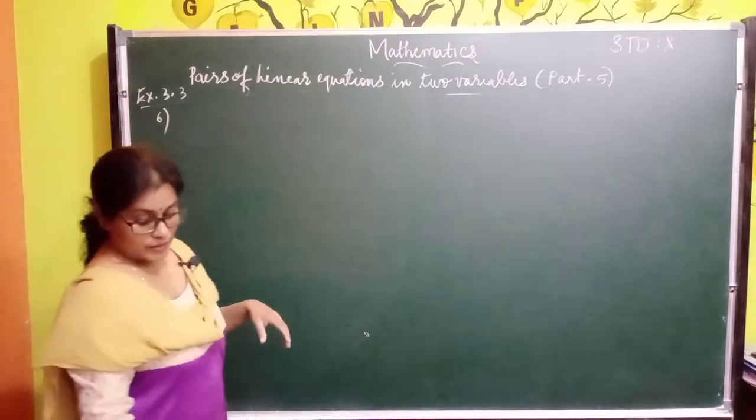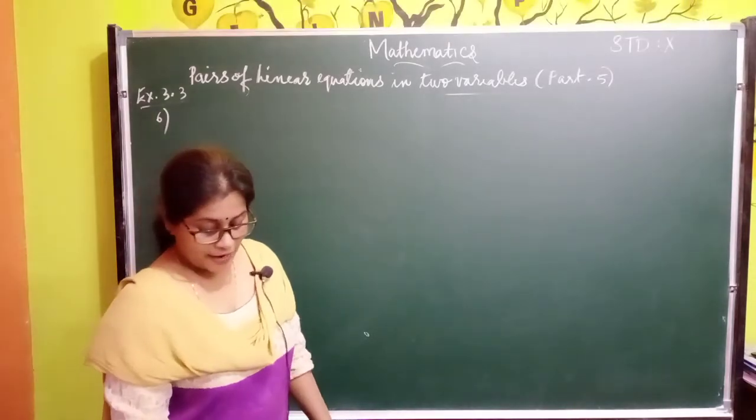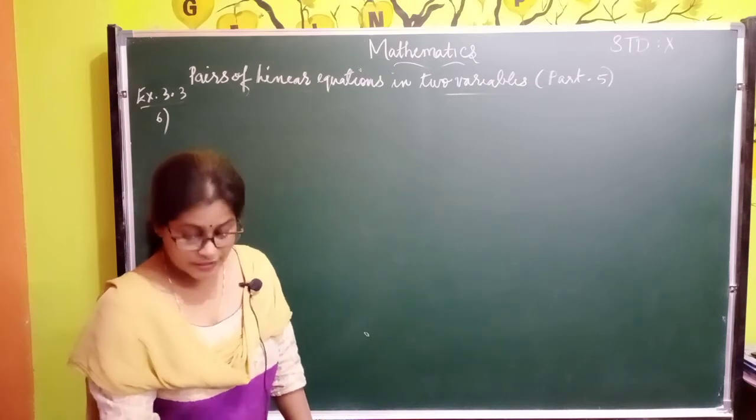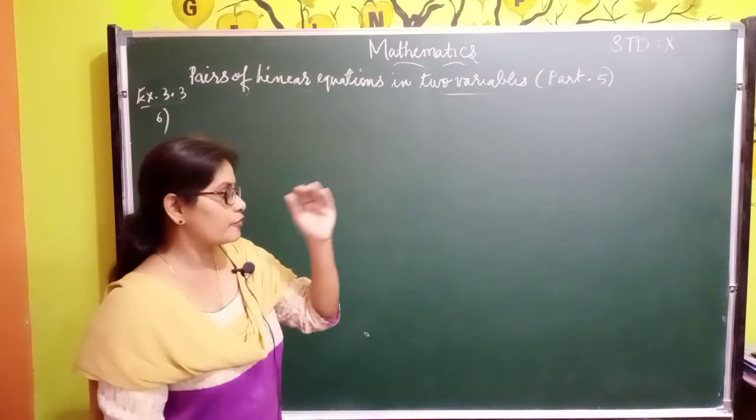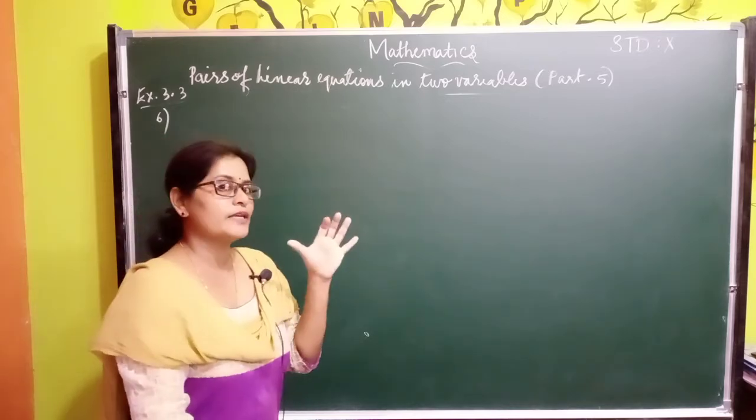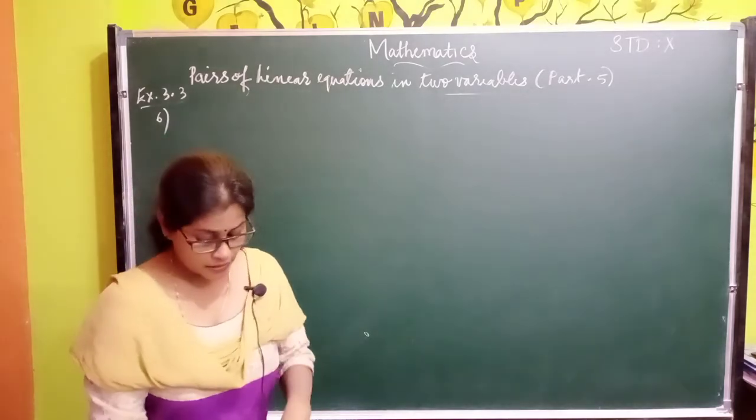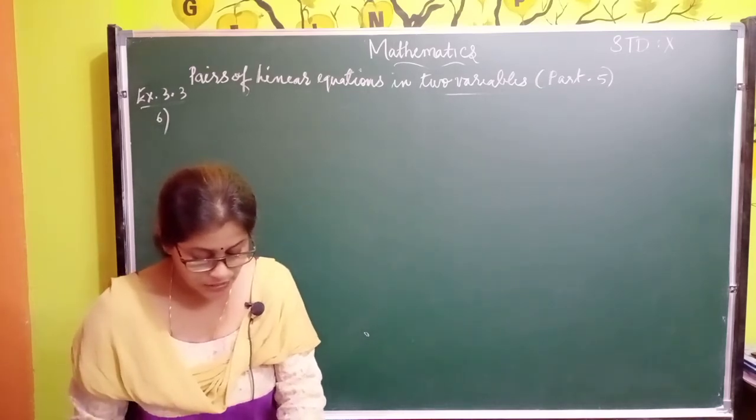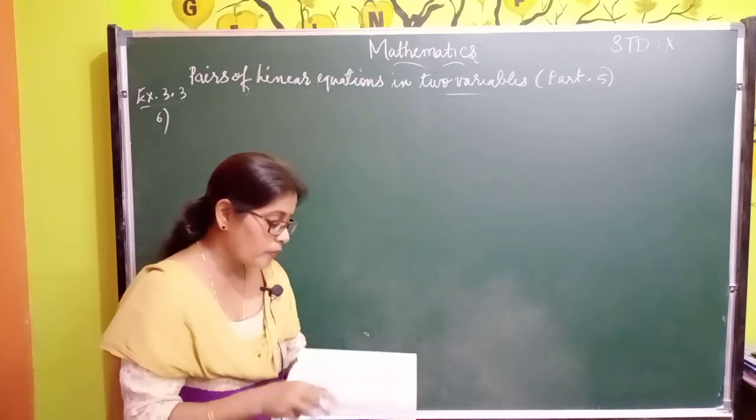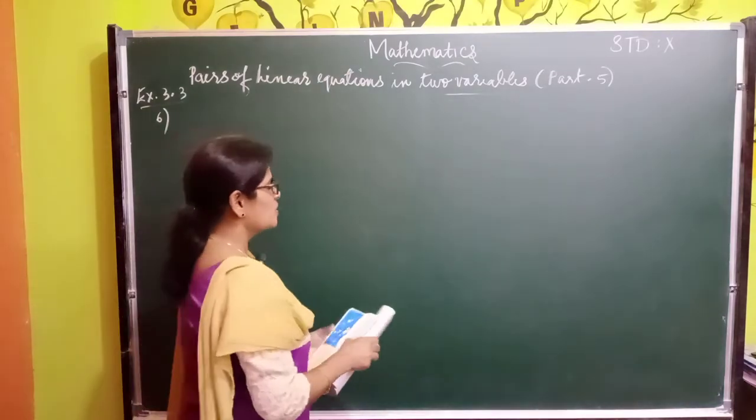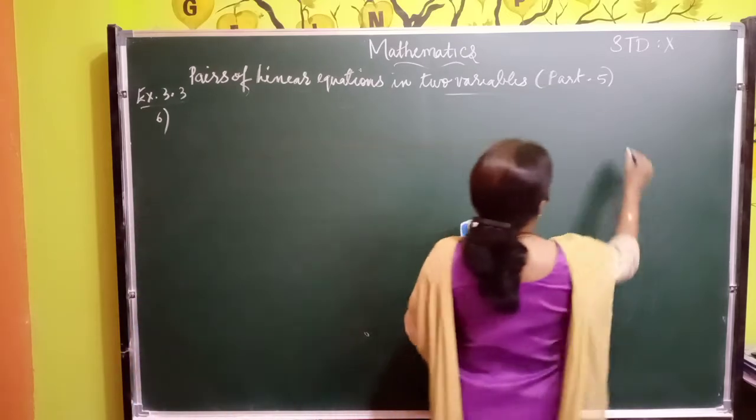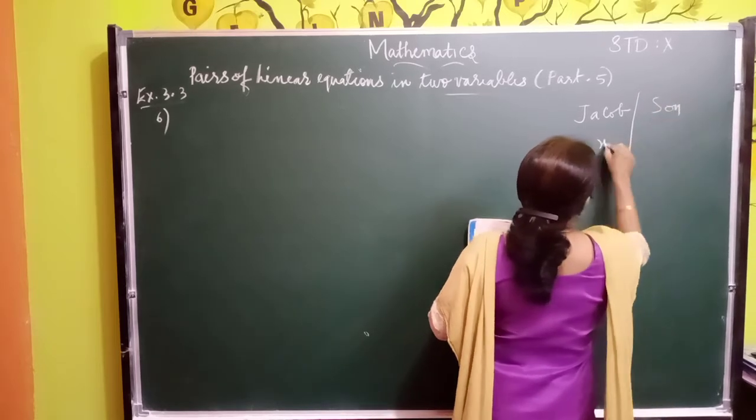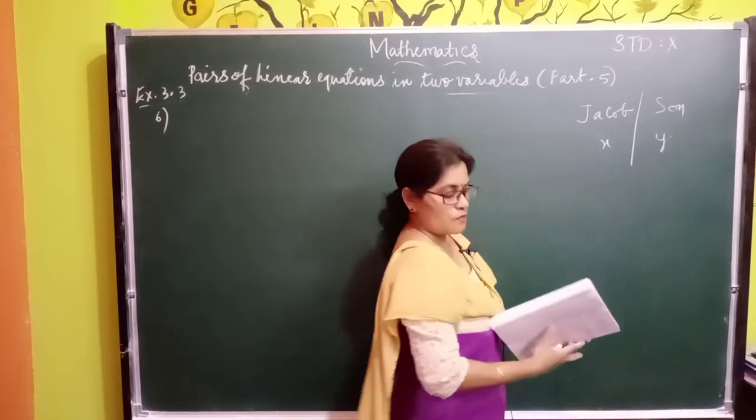I'll show you question number 6. 5 years hence, the age of Jacob will be 3 times that of his son. 5 years ago, Jacob's age was 7 times that of his son. What are their present ages? So we have Jacob and son. Let us take Jacob as X and son as Y.